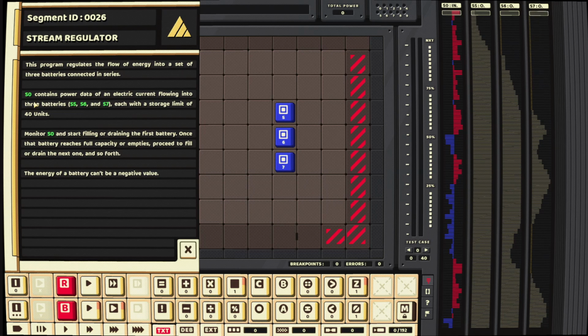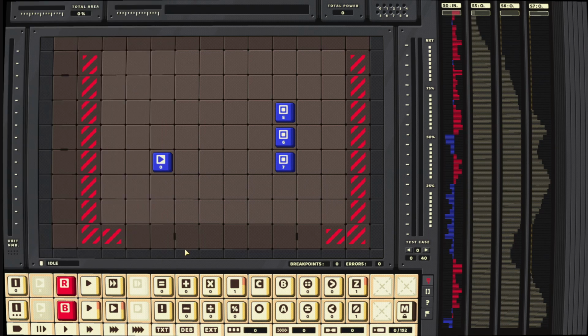That's cute. Contains power data, 3 batteries. Monitor 0, start filling and draining the first battery. Once it reaches full capacity or empties, proceed to fill or drain the next, and so forth. So it doesn't actually tell me what their maximum capacity is, but you can tell from the inputs and the expected outputs that it's 40.